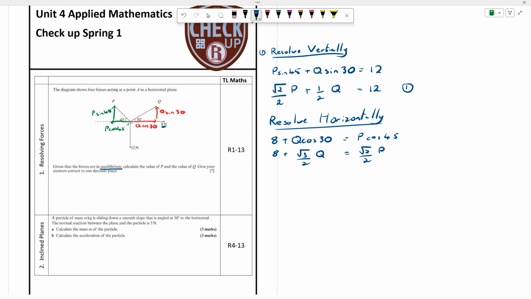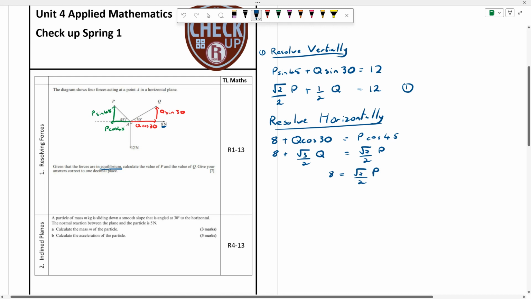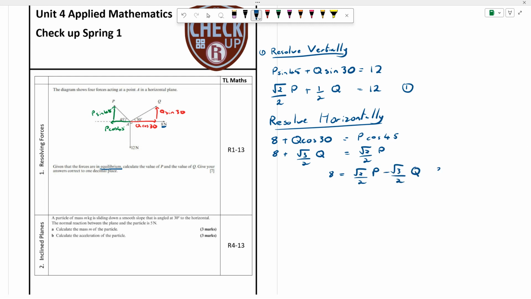Now clearly we can see that we've got two simultaneous equations. So I'm going to rearrange this second one so it looks a little bit more like the one above. I'm going to take the P and Q both onto one side, and if I do that, I get 8 is root 2 over 2 P minus root 3 over 2 Q. That's my equation 2.